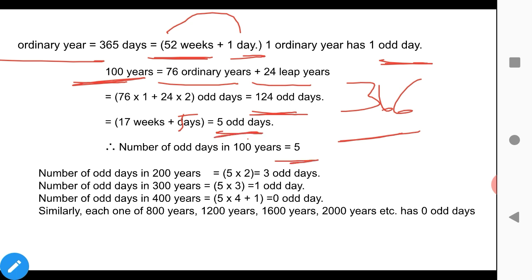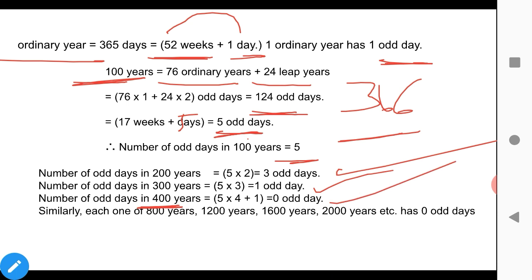In the same way, for 200 years we have 5 plus 5, 10, and 10 means 3 odd days. For 300 years, 3 plus 5, 8, means 1 odd day. For 400 years, 1 plus 5, 6. But 400 is a leap year, so we have to add an additional 1 odd day, that is 6 plus 1, 7. Total number of odd days is 0.